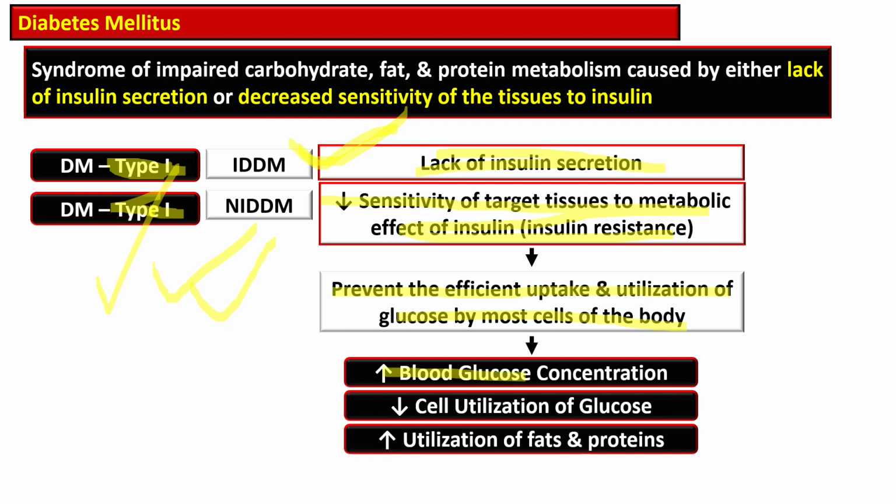Then there is also increased breakdown of fat due to lack of insulin action, and this can lead to ketosis and acidosis in severe cases. And also there is an effect on protein metabolism, where the increased catabolism of protein leads to muscle wasting and weakness.